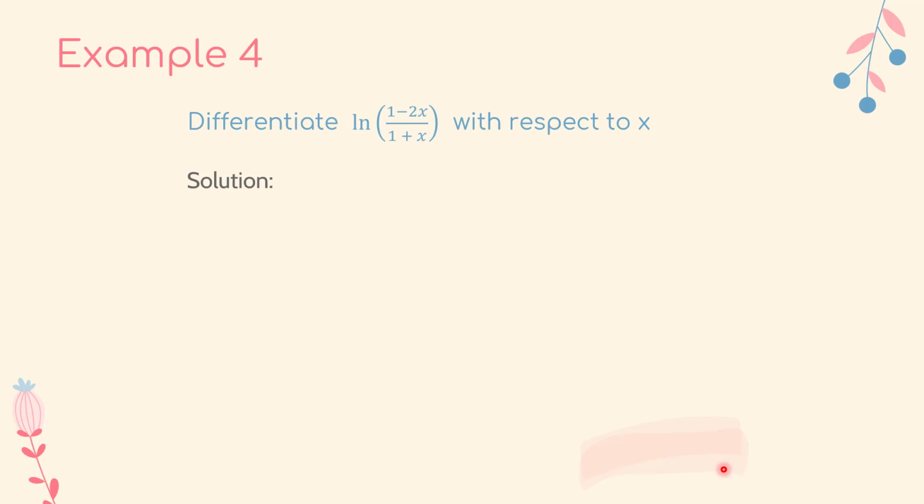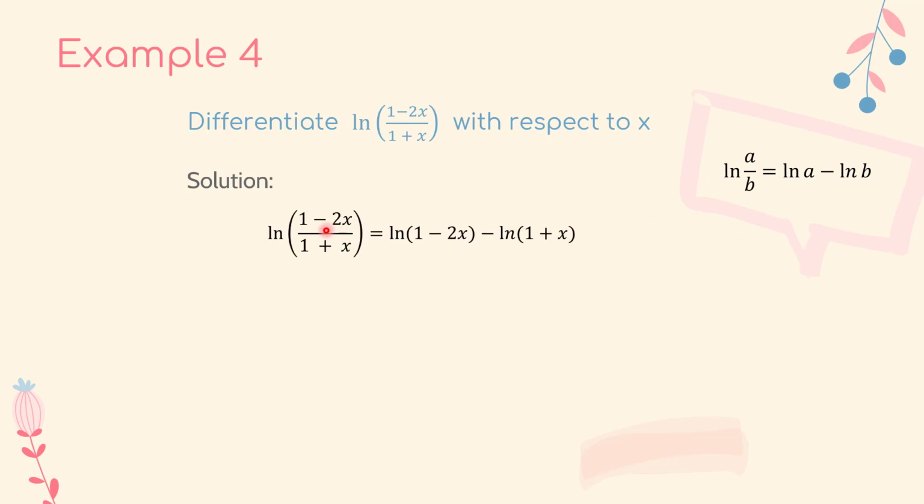Last one, example 4. Differentiate ln((1 minus 2x) divided by (1 plus x)) with respect to x. So let's recall our formula for logarithms. Log (a over b) can be simplified to log a minus log b, and when the base is e, we can also apply it here: ln(a over b) is ln a minus ln b. So for ln((1 minus 2x) over (1 plus x)), we can make it ln(1 minus 2x) subtracted by ln(1 plus x).